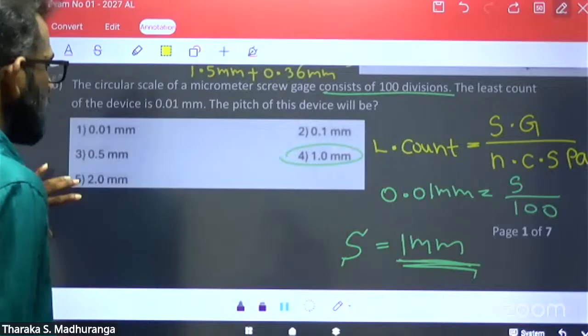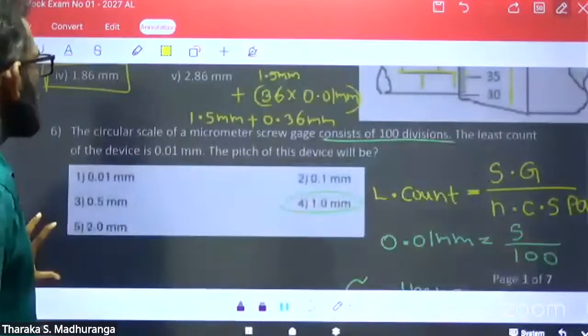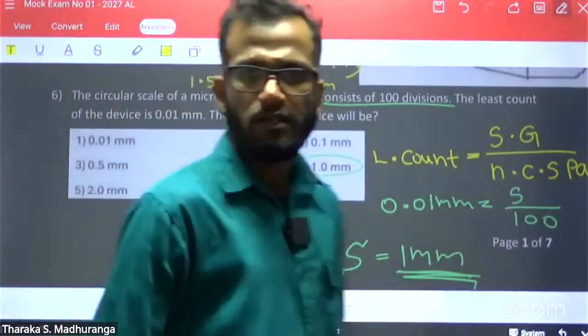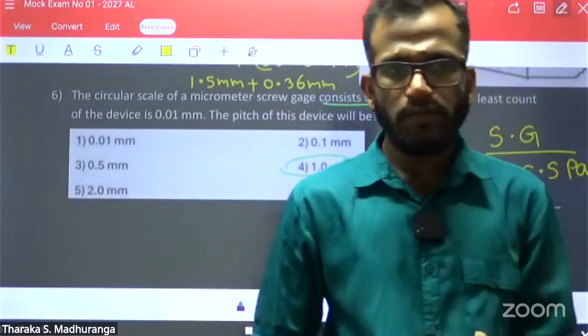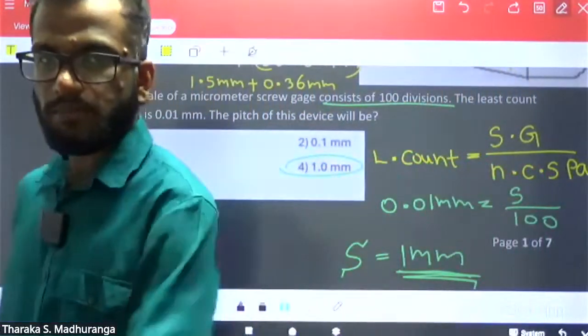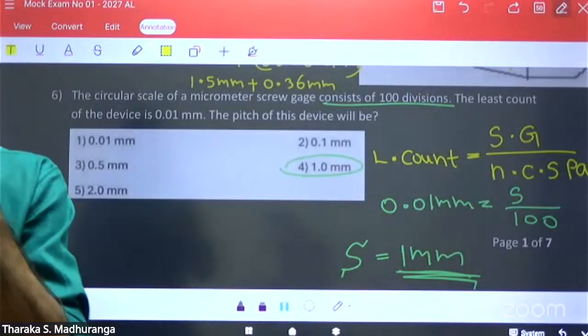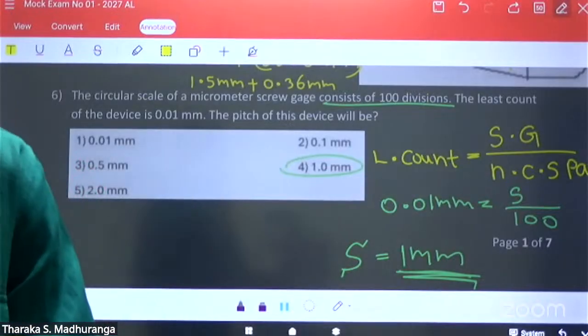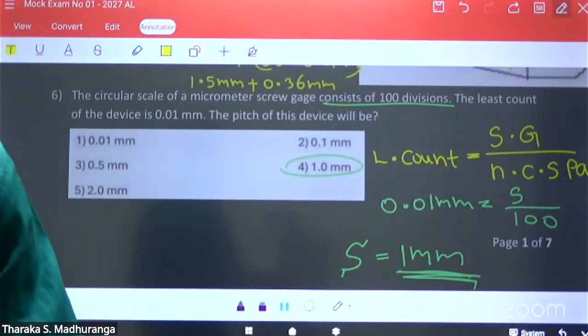Okay, first page, 6 questions completed. Any doubt up to now? Sanura? Sarmia? Mariam?